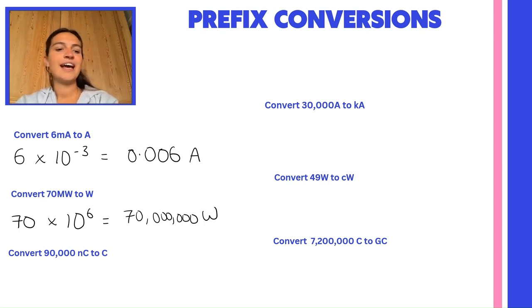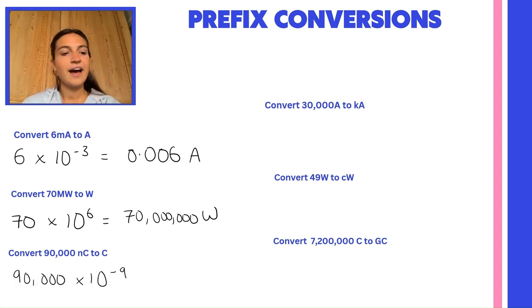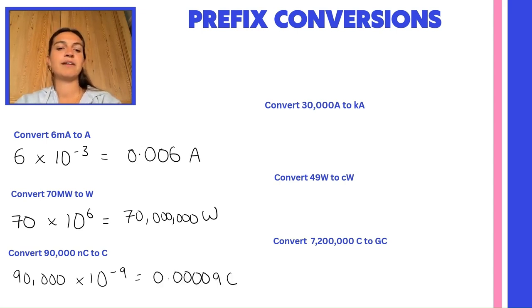Okay, and finally here, 90,000 nanocoulombs into coulombs. Again, look at my number in the table, it's 10 to the minus 9, and just simply multiply my figure by 10 to the minus 9, 0.00009 coulombs.